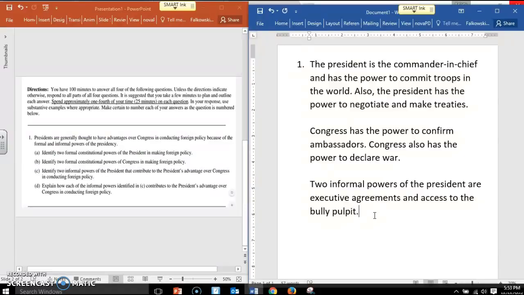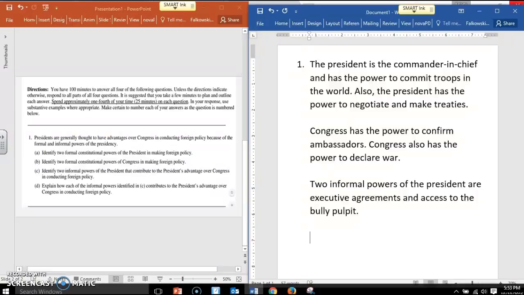You could also, of course, say meeting with world leaders. You can certainly say that the president is recognized as a global leader. Also, you could say the informal role specifically is the crisis manager. Any of those certainly work. Again, when we're talking about informal, we're talking specifically about powers that are not directly in the Constitution.